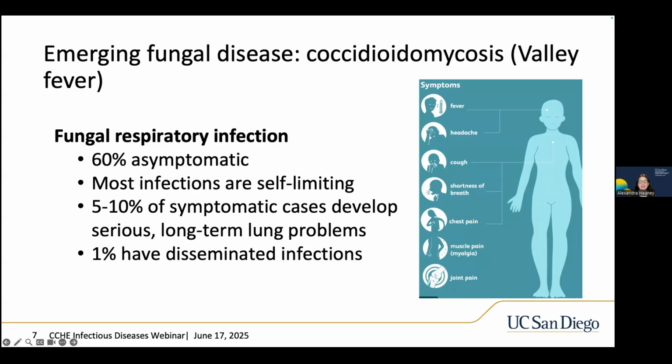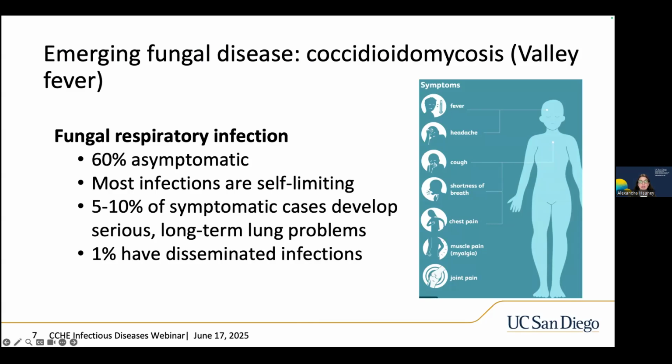Valley fever is a fungal respiratory infection that causes flu-like symptoms, like the ones you can see to the right here, including fever, headache, cough, shortness of breath, chest pain, muscle pain, and joint pain. We think that about 60% of infections are asymptomatic, and that most of the symptomatic cases are actually self-limiting, meaning patients are able to recover on their own.